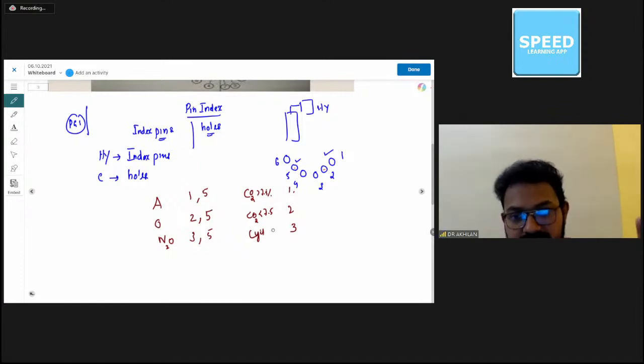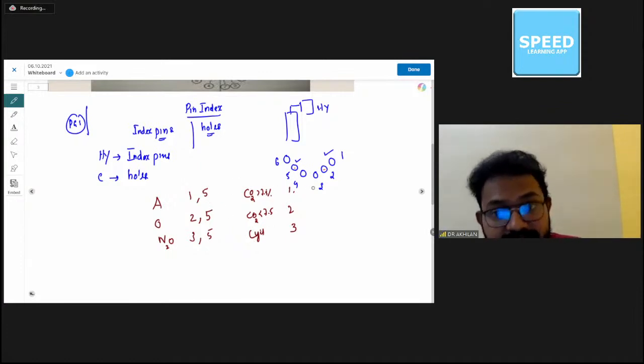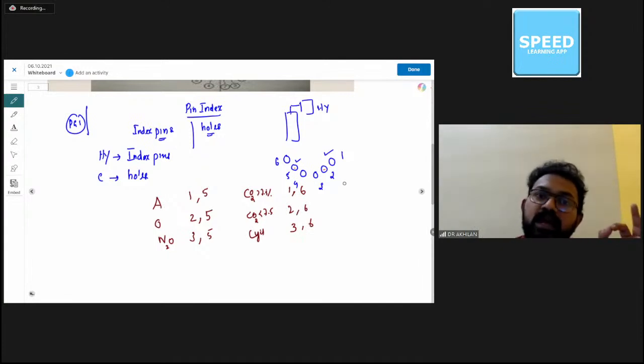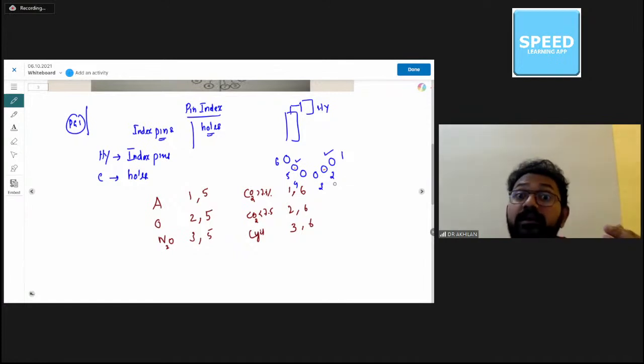And cyclopropane is 3. Now this is not 5. This is 6. So 1, 6, 2, 6, and 3, 6. Right? So AON 1, 2, 3. Then CCC 1, 2, 3. Air 1,5, oxygen 2,5, nitrous oxide 3,5, carbon dioxide more than 7.5%, more carbon dioxide, lesser value. Okay, so carbon dioxide more than 7.5%, 1, 6, carbon dioxide less than 7.5%, 2, 6, and cyclopropane 3, 6.